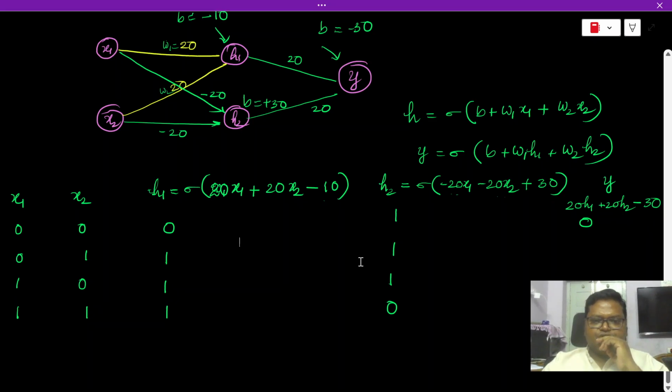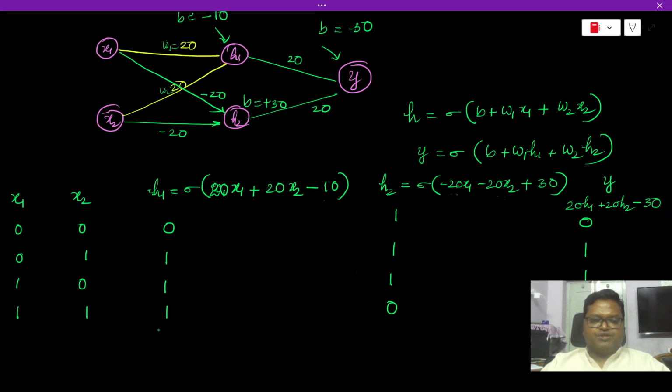Now H1 is 1, H2 is 1. 20 plus 20, 40 minus 30, so it will output 1. Then again, H1 is 1, H2 is 1. This is again 20 plus 20, 40 minus 30, 10, that is 1. Then the remaining value H1 is 1, H2 is 0, 20 minus 30, this is 0. So we got the exact answer with one hidden layer.